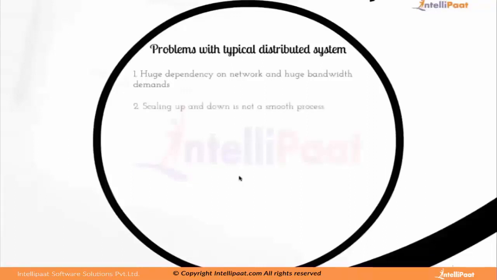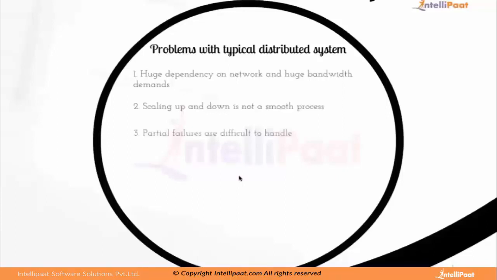Scaling up and scaling down was not a smooth process. With that setup, you can't simply scale up or scale down, because if you are my best programmer and you are writing code for 10 machines, can I just add another 1,000 machines and expect your code to work as it is? Not really.